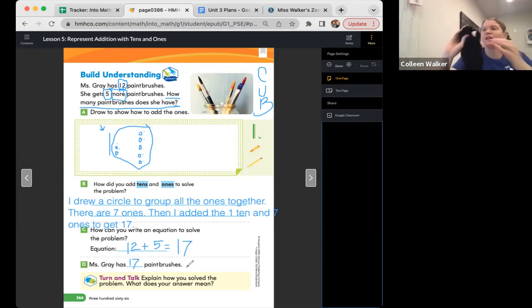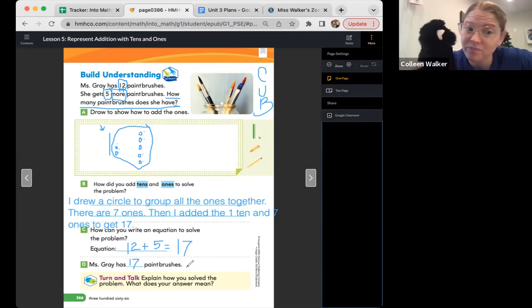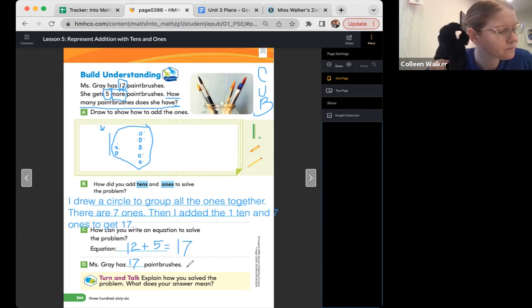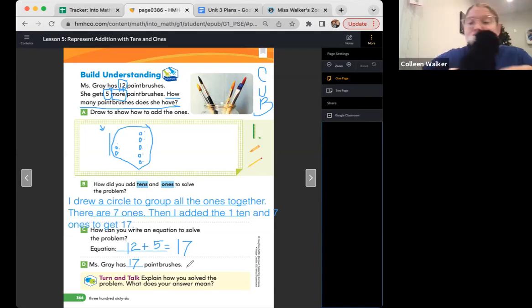Time for a turn and talk, Monkey. There you are. So Monkey, can you explain how you solved the problem and what does your answer mean? Oh, okay. So Monkey said, because he added more ones, the sum has more ones than he started with. But he said he didn't add any tens. So the tens stay the same.